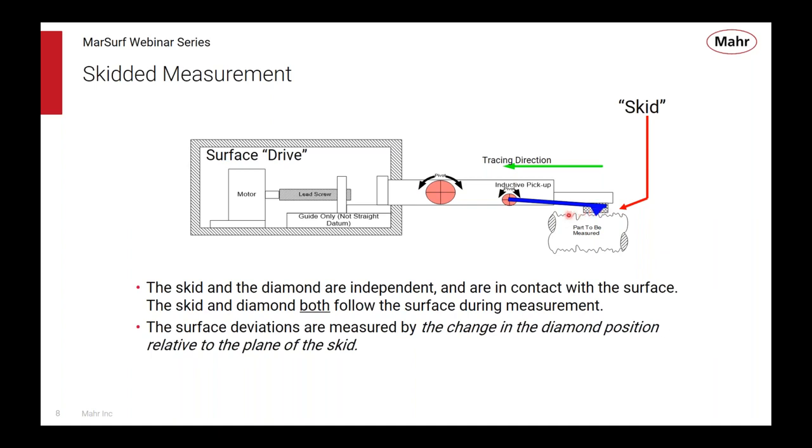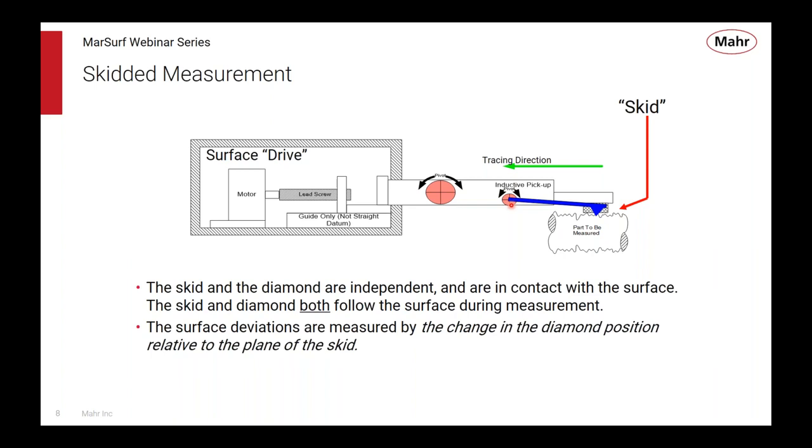So what I measure when I measure the motion of the blue diamond moving up and down with this pickup back here, I measure the motion of the blue diamond up and down relative to the skid, which is following the basic shape of the surface by moving across the peaks. And that's what skidded means.